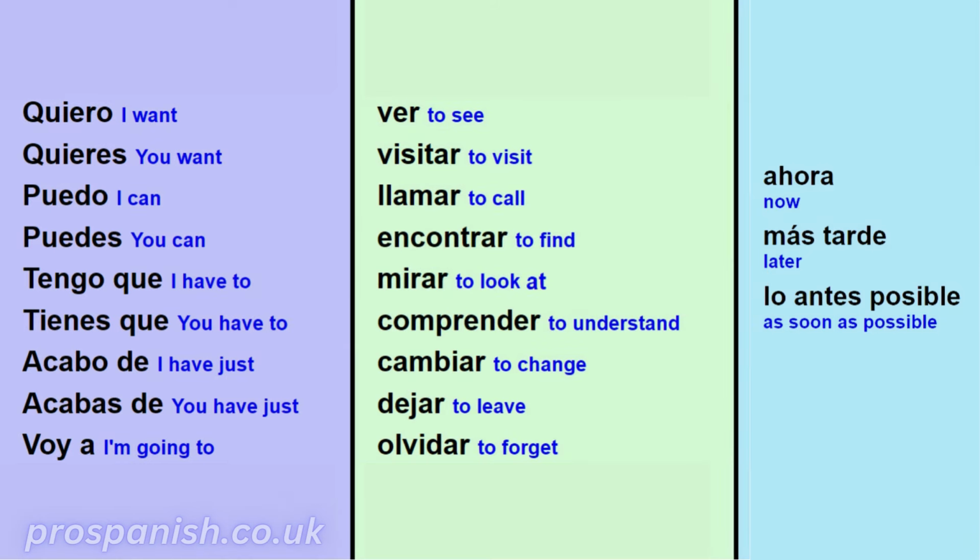Right, let's put all this together now. So just listen to my sentences and work out what's being said. So just follow along. What does this mean? Quiero verte lo antes posible. I want to see you as soon as possible.